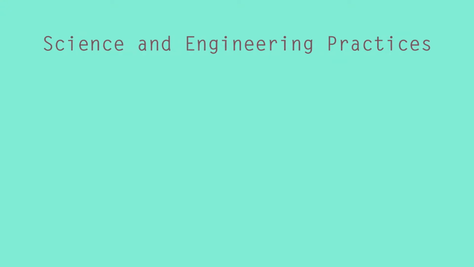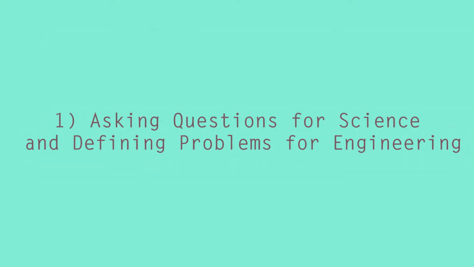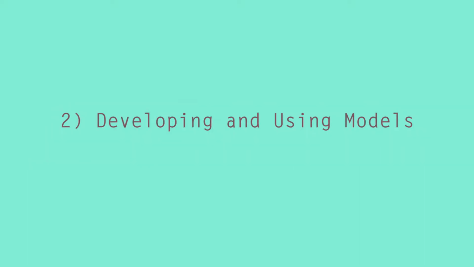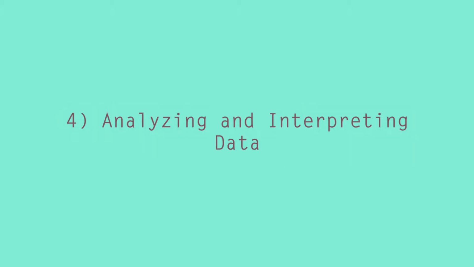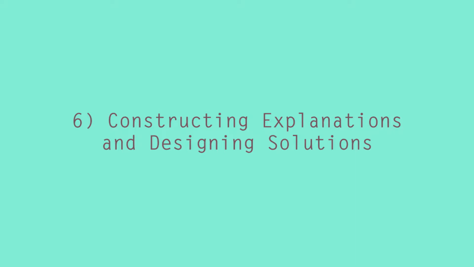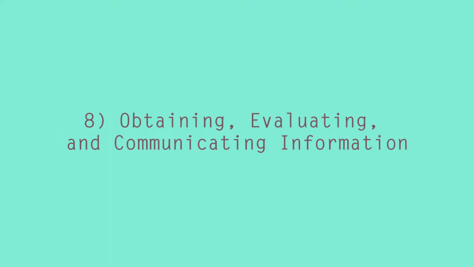We are talking about the flexibility and thoughtful use of the science and engineering practices. That is, 1. Asking questions for science and defining problems for engineering. 2. Developing and using models. 3. Planning and carrying out investigations. 4. Analyzing and interpreting data. 5. Using mathematics and computational thinking. 6. Constructing explanations for science and designing solutions for engineering. 7. Engaging in argument from evidence. 8. Obtaining, evaluating, and communicating information.